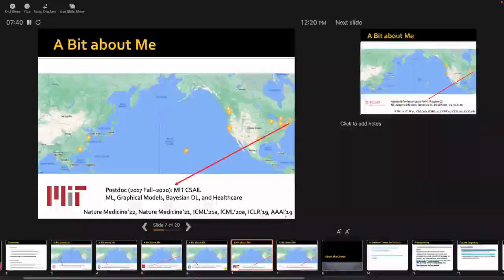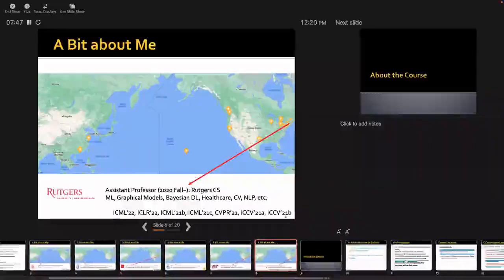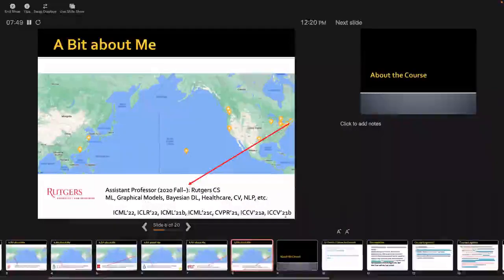And there we basically continued doing what I did, like machine learning, graphical models, Bayesian deep learning, and also applied it to some kind of high impact healthcare applications. And here I am, I'm an assistant professor in the computer science department. So these days I, of course, continue my research on machine learning, graphical models, Bayesian deep learning, as well as their applications in healthcare, computer vision, natural language processing, and a lot of others. Okay. So this is me.